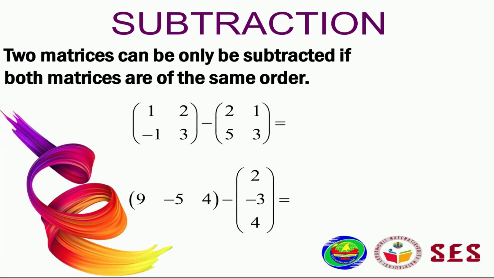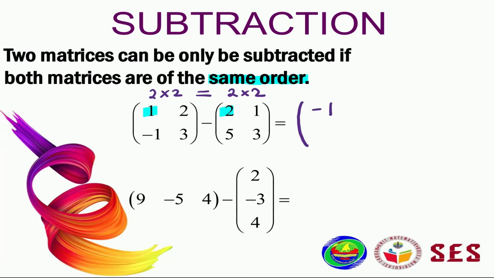Next, we go to subtraction. Two matrices can only be subtracted if both matrices are of the same order. So basically, it is pretty similar to addition, where if we want to subtract, first we need to determine the order. So for the first example, we have the same order, which is 2 by 2, and we just subtract the corresponding elements or the elements at the same position.